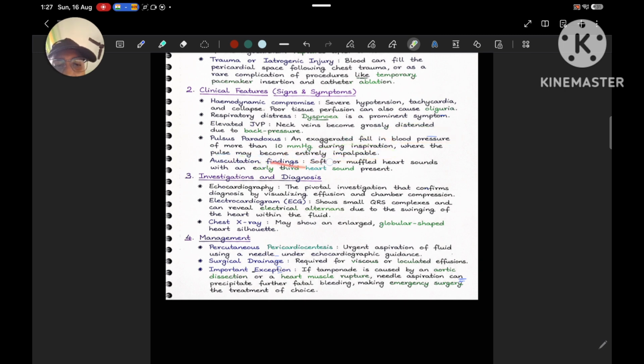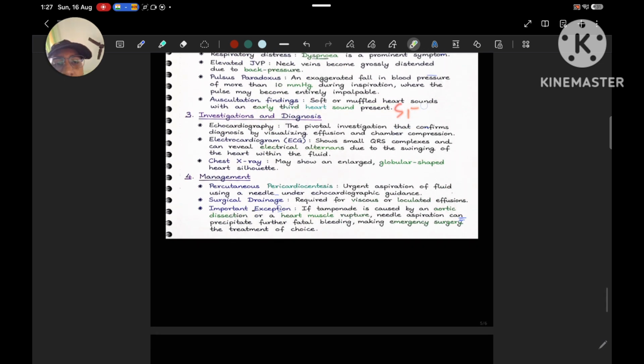Auscultation findings: soft or muffled heart sounds with an early third heart sound are present. Along with S1 and S2, you can have an S3 in cardiac tamponade. The heart sound you hear with a stethoscope will be muffled or soft due to the fluid accumulated in the pericardial sac. You will have a muffled heart sound.